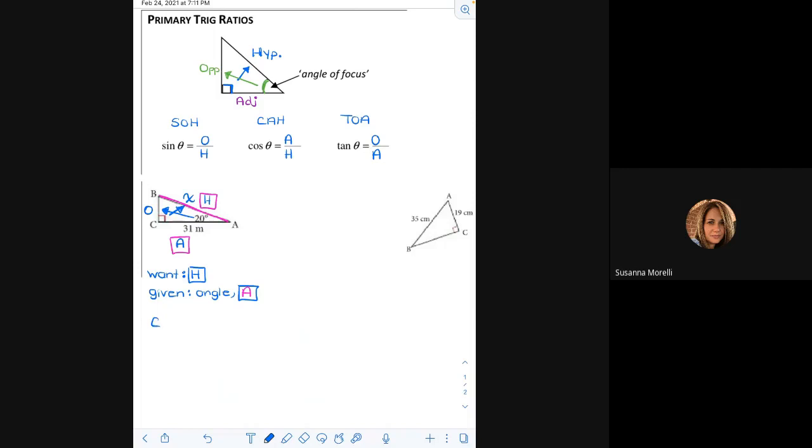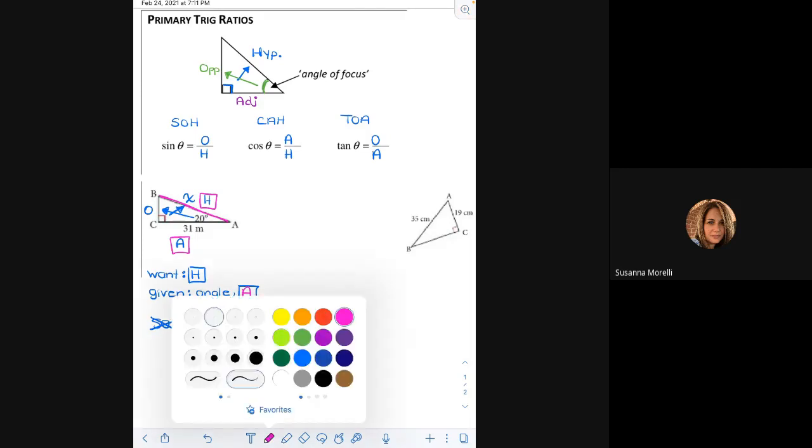Out of your trig ratios, I'm going to write my Sohcahtoa down. And I'm going to determine now what trig ratio I'm going to use. What trig ratio uses A and H? Sine uses O and H, so it's not sine. Cos uses A and H. So the trig ratio that I'm actually going to use is cos.